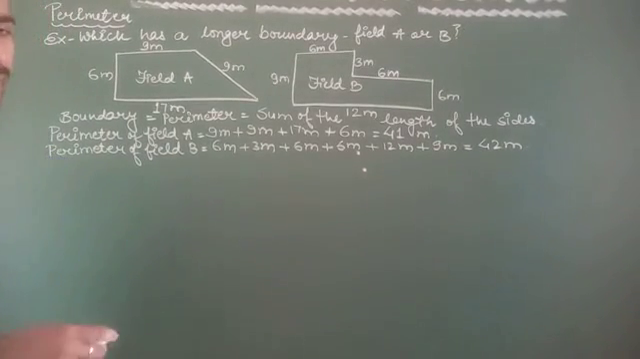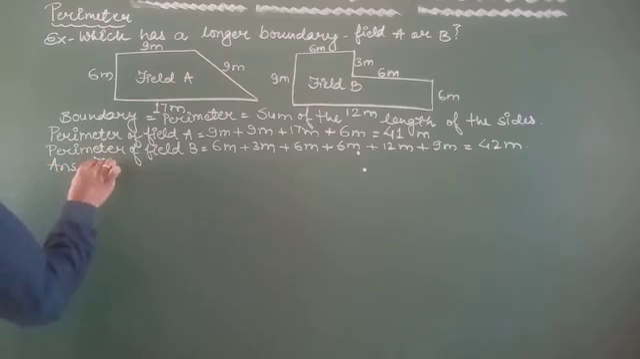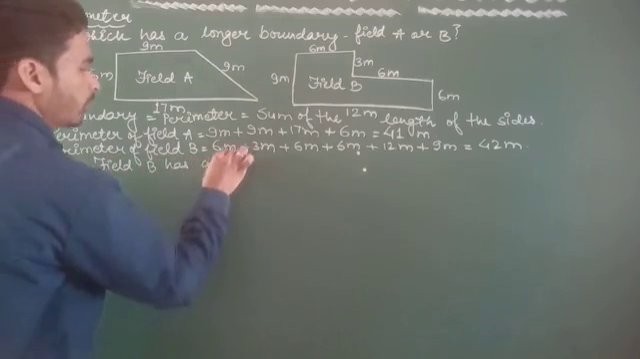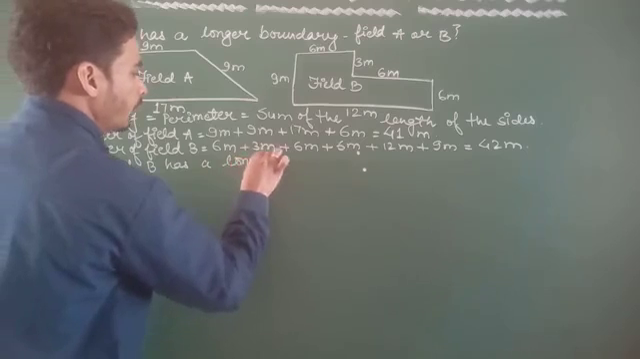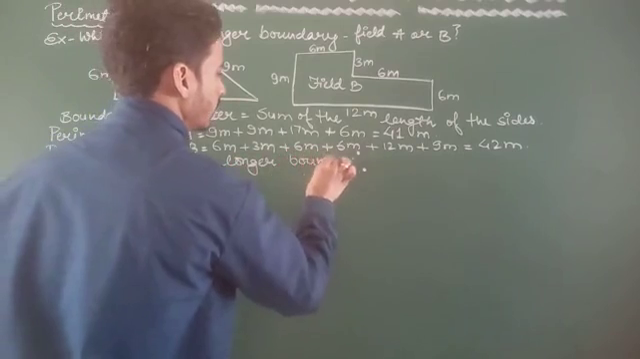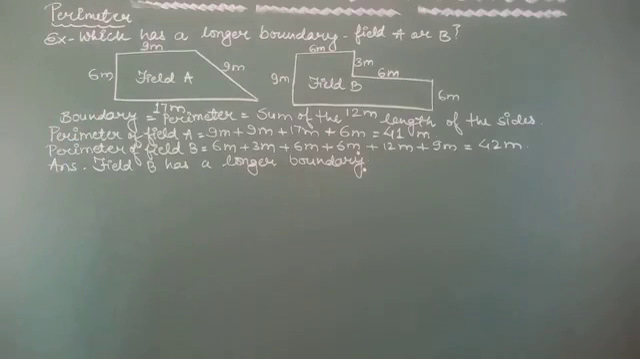So we can say that field B has a longer boundary. So that is the answer: field B has a longer boundary.